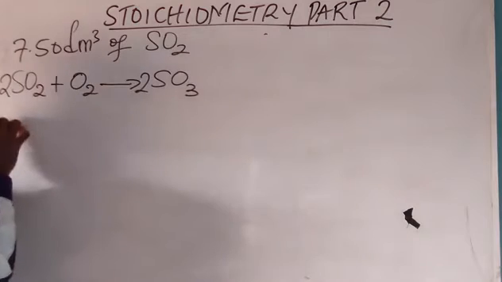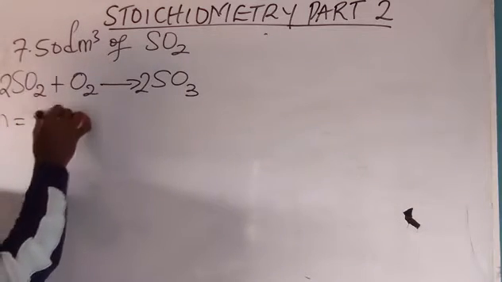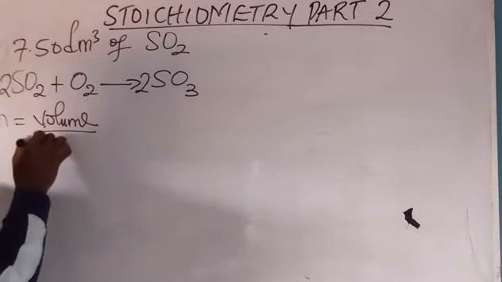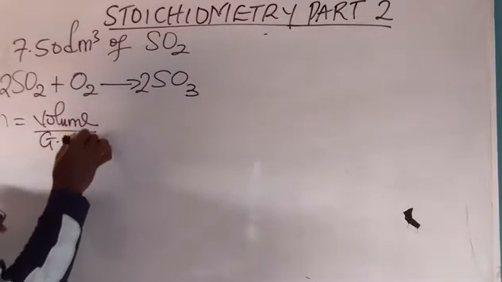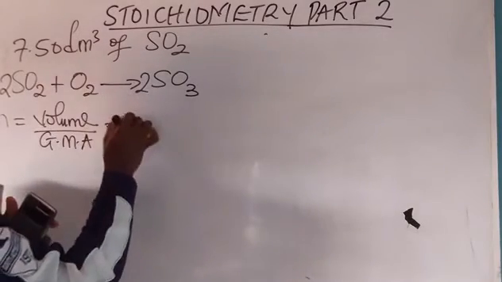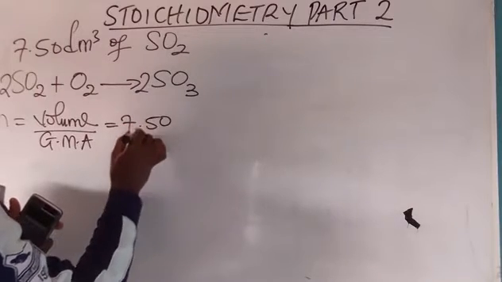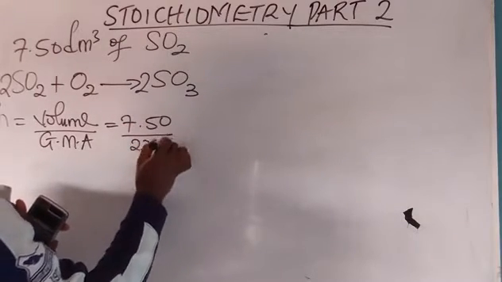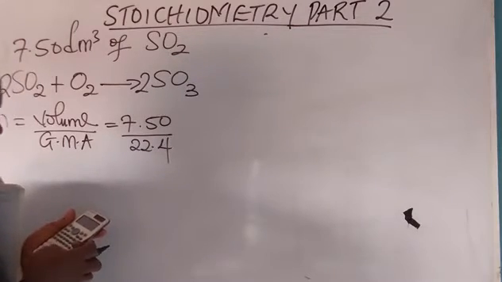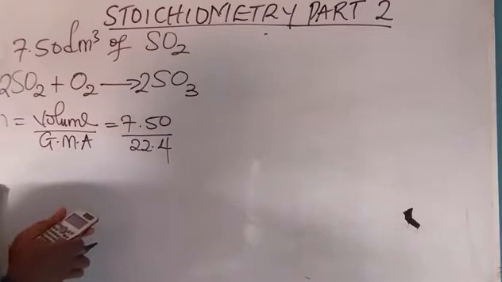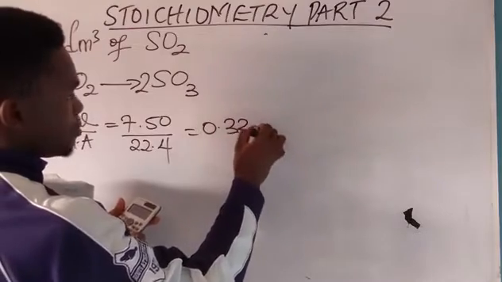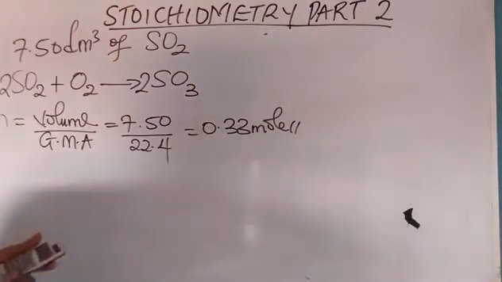Now, do not forget that at STP, number of moles equals volume over, it was given in dm cube, so we are using the gram molecular volume. The volume is 7.50 over 22.4. So 7.50 divided by 22.4, I'll have 0.33 mole.